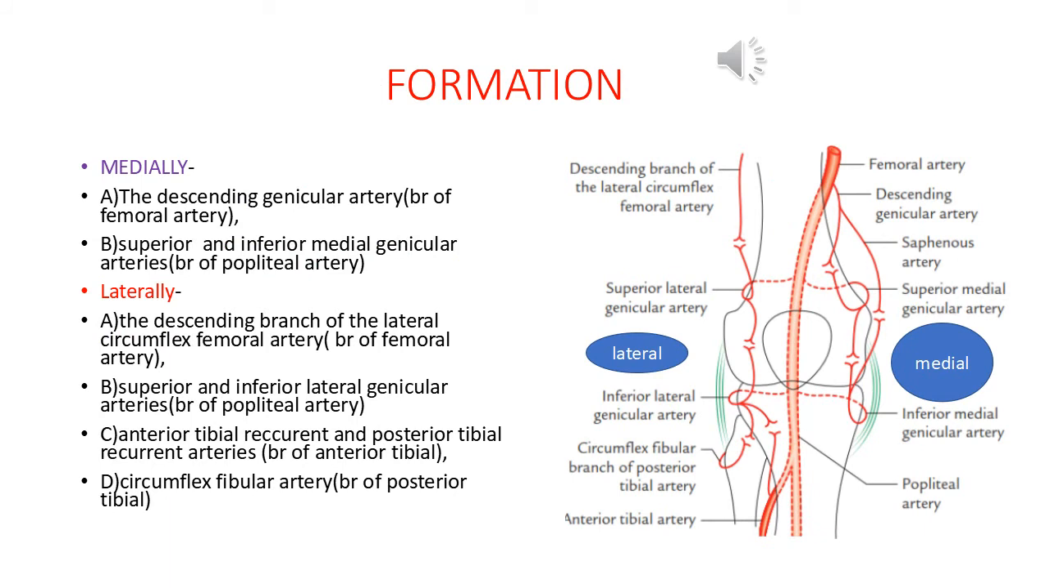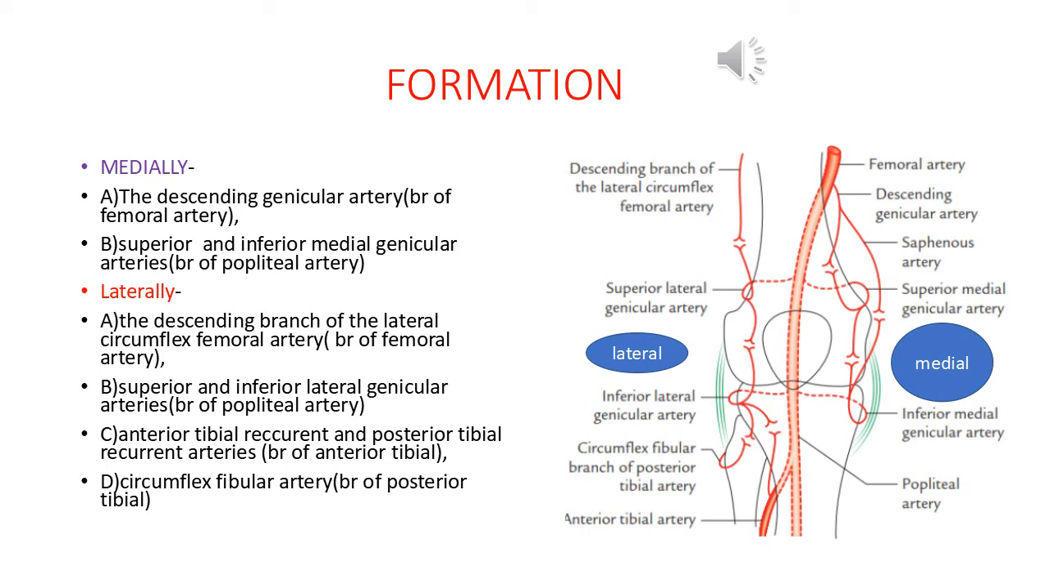How is this arterial anastomosis formed? Medially, the arteries that we can see are the descending genicular artery, and the superior and inferior medial genicular arteries. Laterally, the descending branch of the lateral circumflex femoral artery, superior and inferior lateral genicular arteries, anterior and posterior tibial recurrent arteries, and the circumflex fibular artery. So, the descending genicular artery is a branch of the femoral artery.